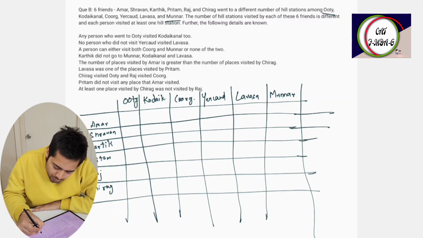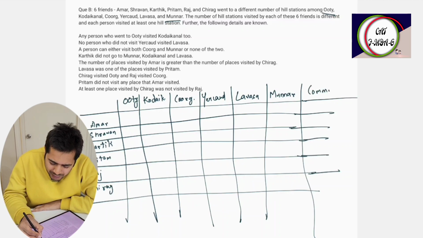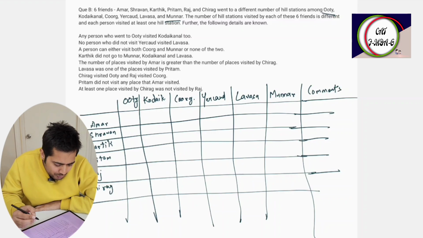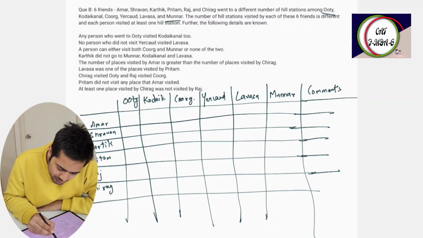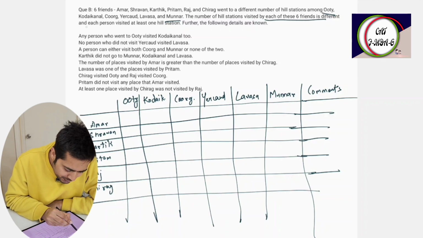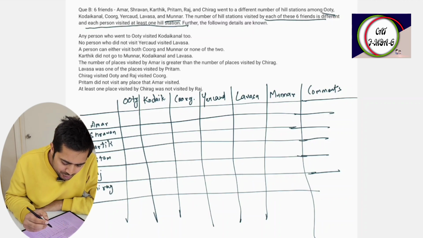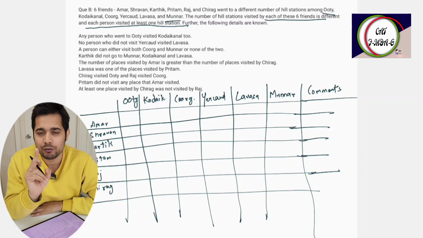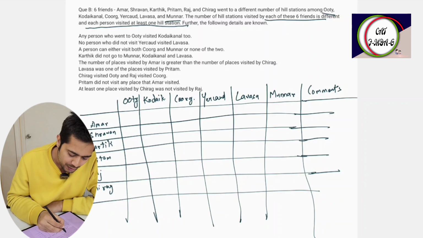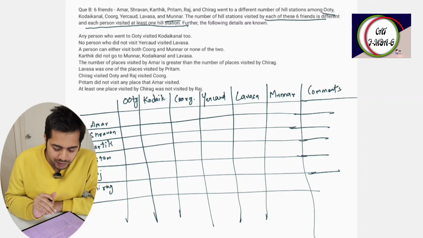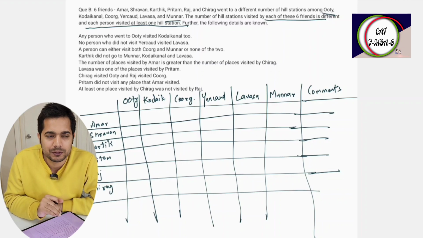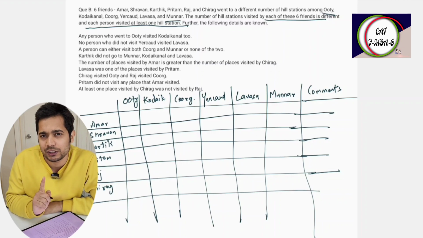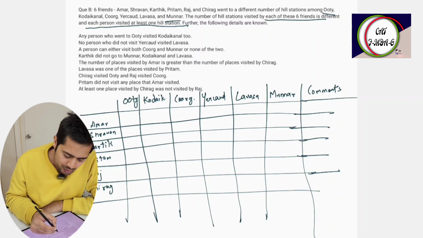Now, it is also given that in these kind of questions, keep one section for comments or something extra with whatever you want to write. The number of hill stations visited by each of these 6 friends is different, and each friend visited at least one hill station. If someone has visited one, then another person cannot visit one hill station. That person has to visit more than one hill station, and each of them is traveling to a different number of hill stations, and at least one hill station will be visited by every one of them.